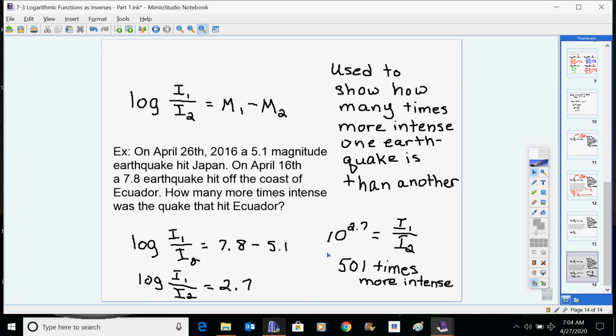Now the thing that was interesting at that time period is that Japan is a lot more dense in population, so it would cause a lot more damage per se than it did in Ecuador, even though the one in Ecuador was 501 times more intense. And you have to look at how things are structured and how things are built. The Ecuador quake could have caused more devastating effects because the structures may or may not have been built to withstand that.